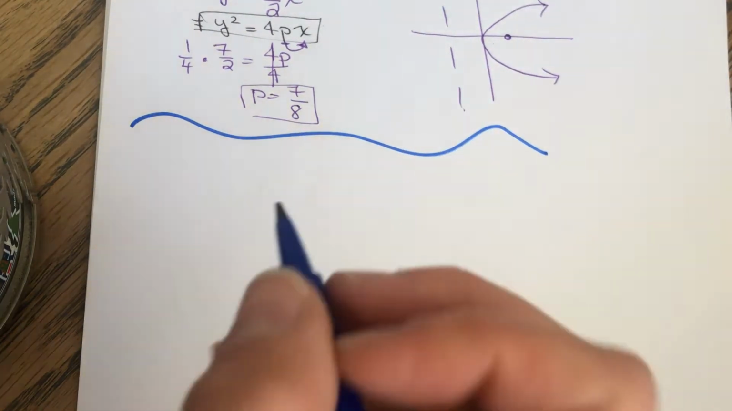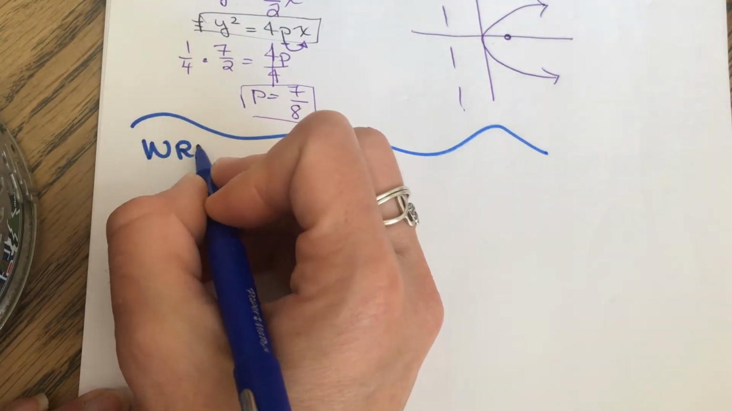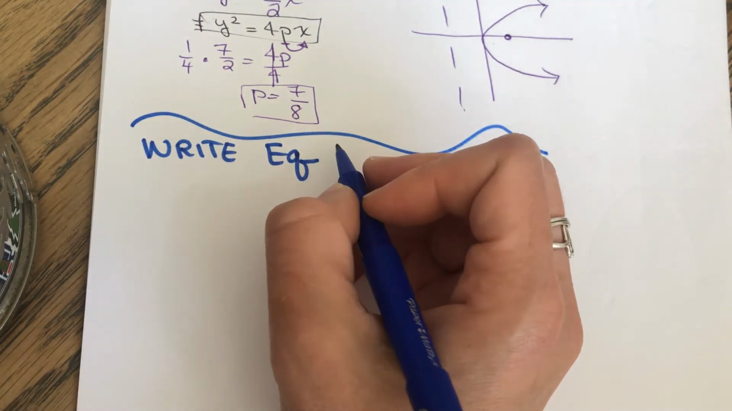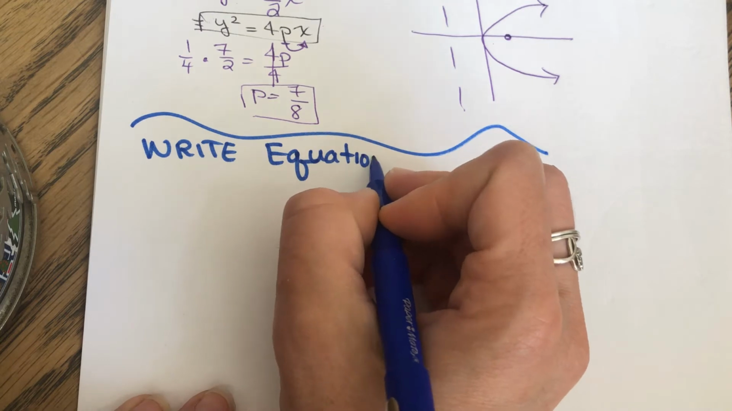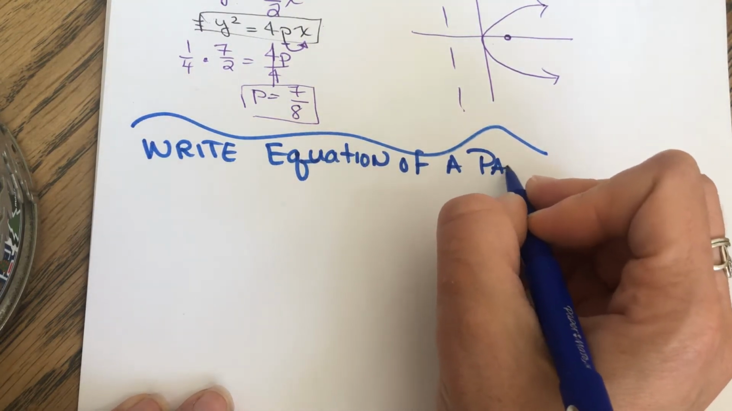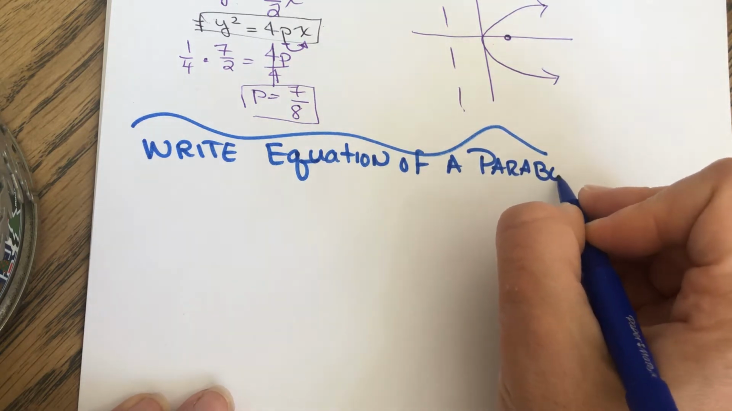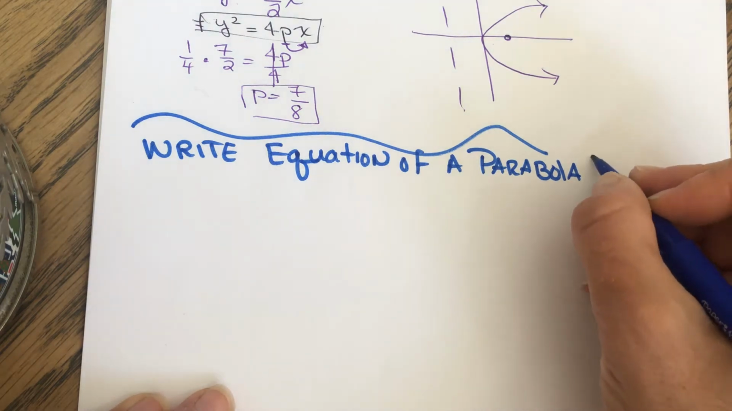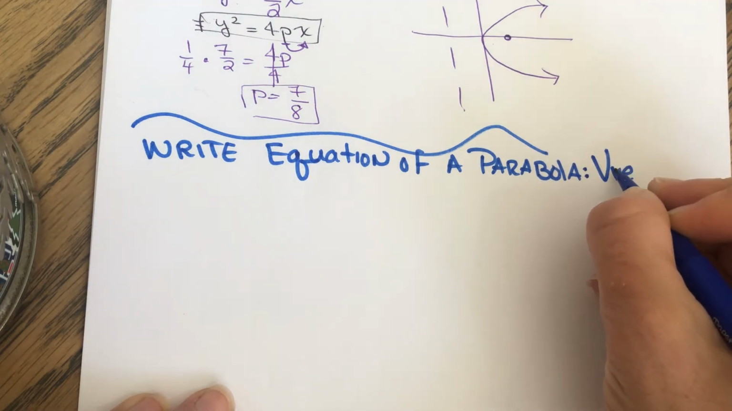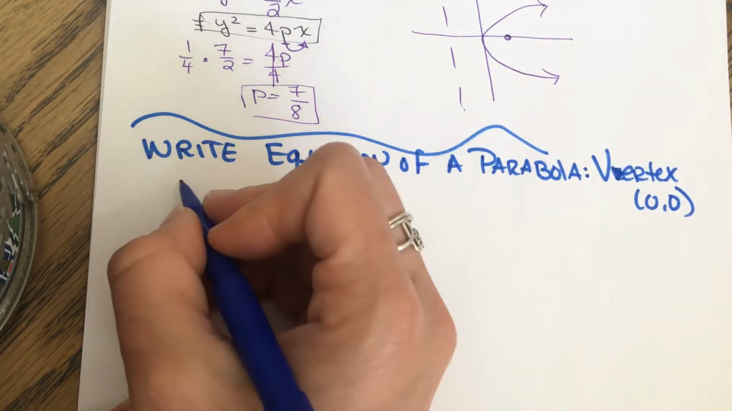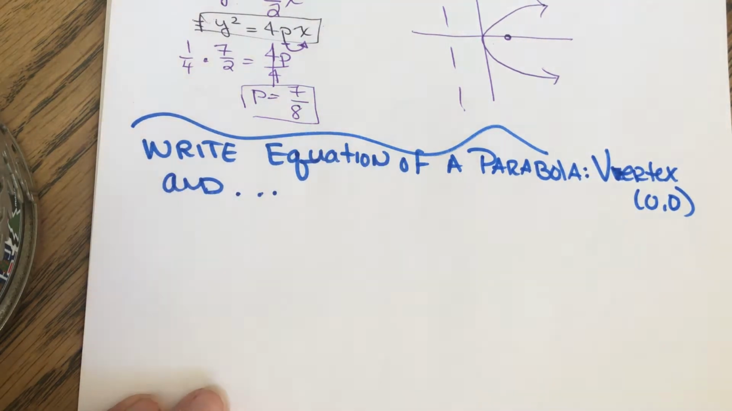All right, so today I'm going to ask you guys, we're still going to stay at the origin. I'm going to say, write the equation of a parabola, vertex is at 0, 0, and we're going to do it both ways. One way I'm going to give you the directrix, one way I'm going to give you the focus.